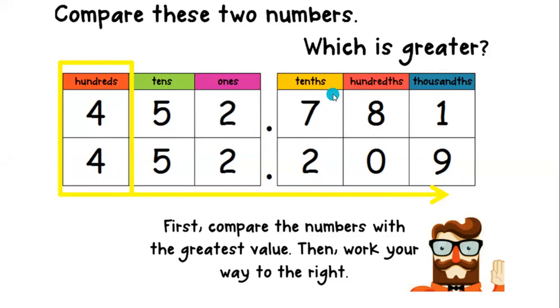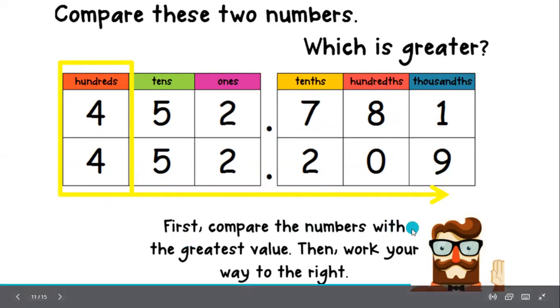That is the tenths place. Here it is 7 and here it is 2. Now tell me which is greater? Yes, 452.781 is greater than 452.209. So we have to start from the first place, that is the leftmost place, and move towards the right, checking the numbers. First compare the digits with the greater value, then work your way to the right.